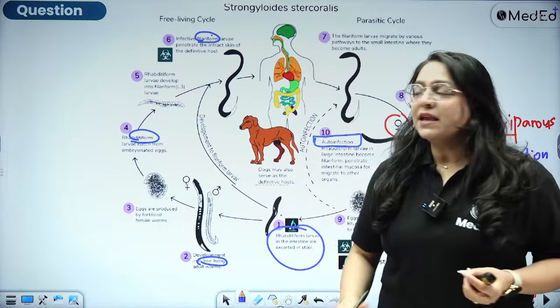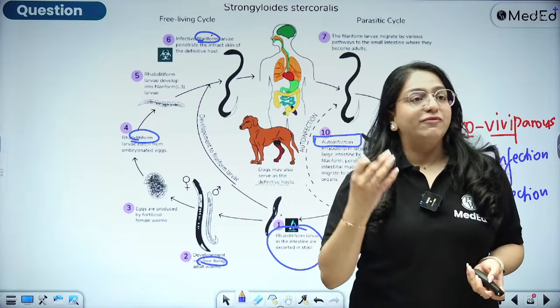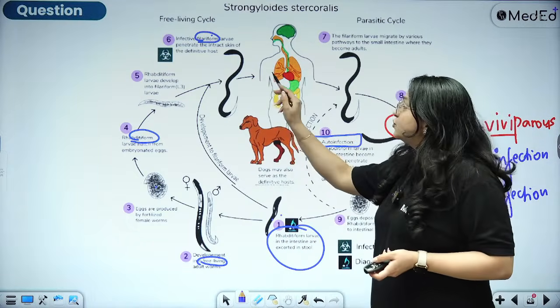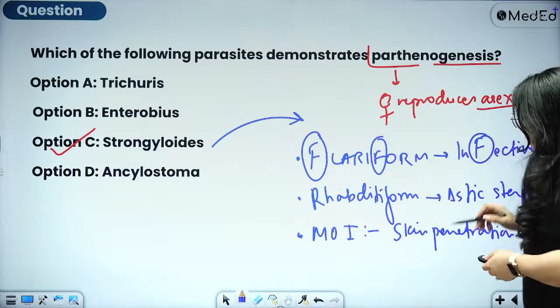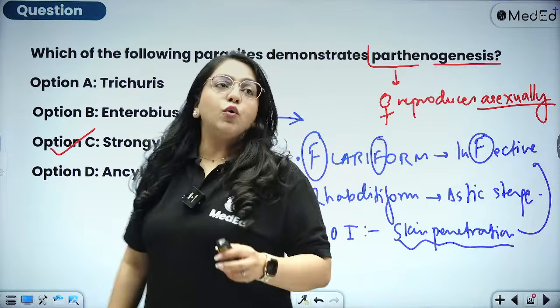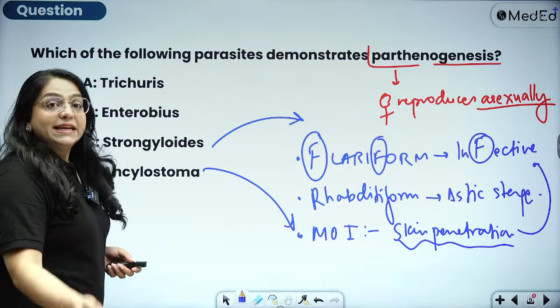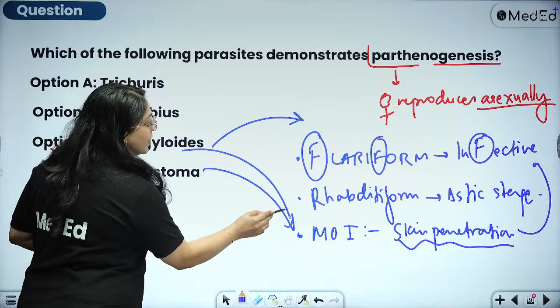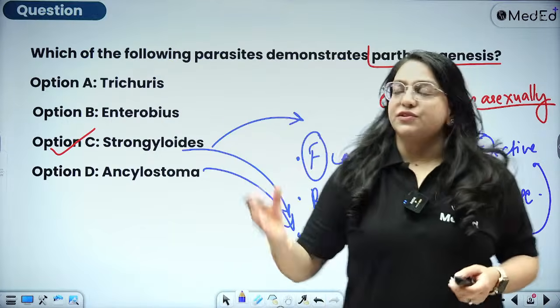Ultimately, what's happening? Rhabditiform is turning into filariform, and filari, F for filari, F for infective, is going to infect us through skin penetration, right? So these are all the important terms. Skin penetration is the mode of infection, not ingestion. For whom all? For Ancylostoma, because it is hookworm. Also for Necator americanus, hookworm. For strongyloides, hookworm. Rest all the nematodes, mode of infection, ingestion, right?